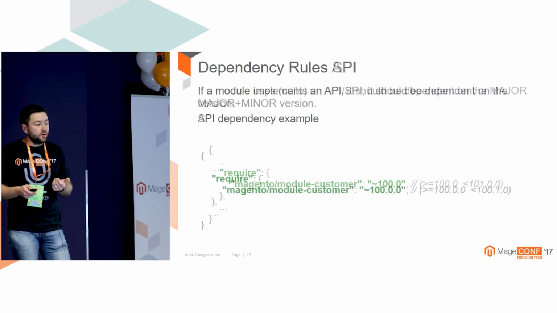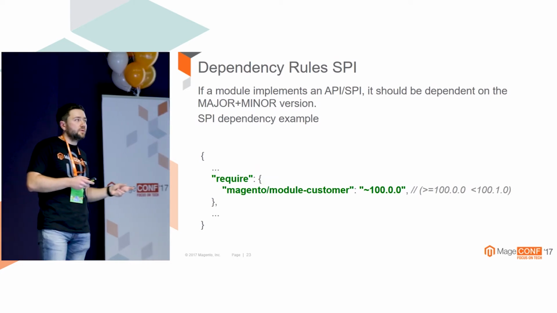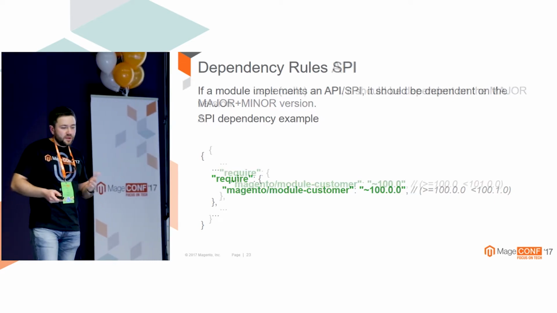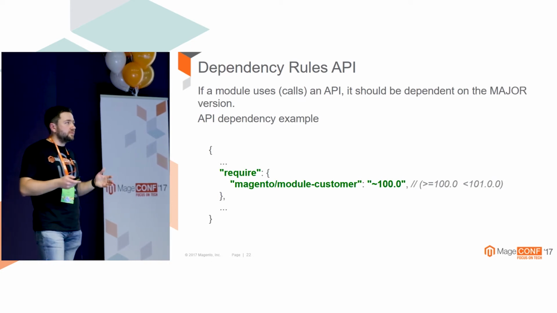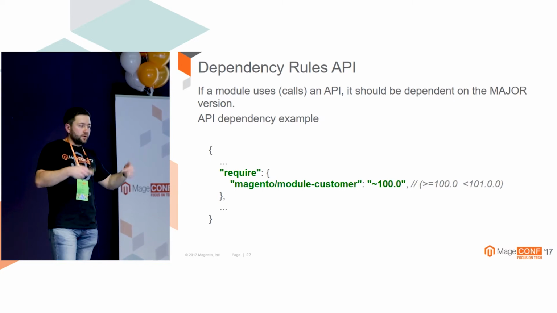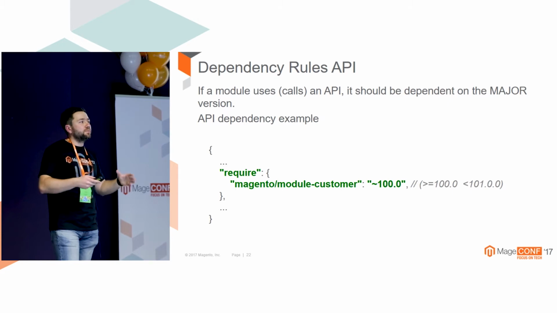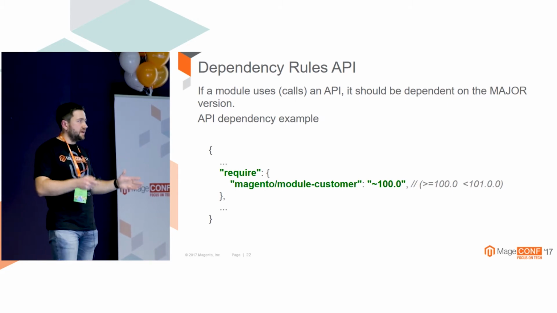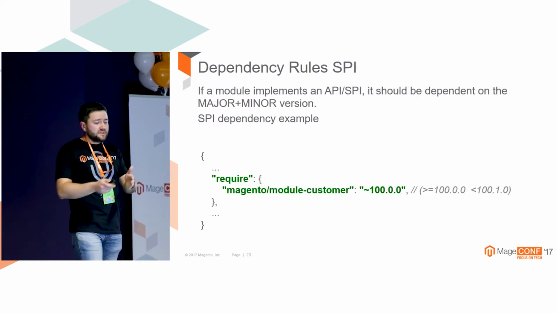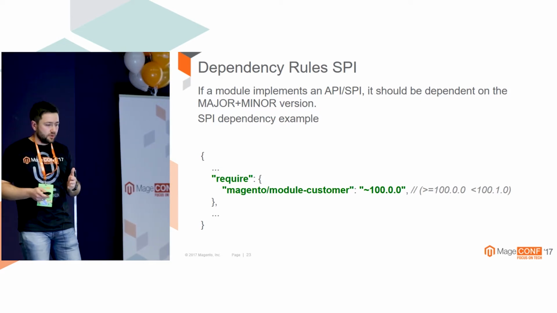But if you provide your own implementation for a particular interface, you're supposed to specify the dependency on the major plus minor version. And why does it matter? Because if you provide a dependency on the major version of the module, you can be sure that updating your module on all the patch versions of the product and the minor changes of the module will still not break your particular component. So you're pretty safe. Magento guarantees that we will not break you. And here it's the same, but you're free to update your module in the scope of the patch version only.